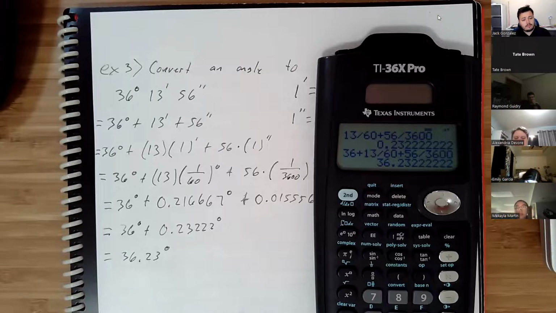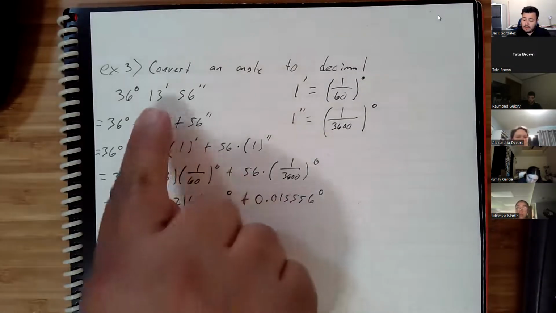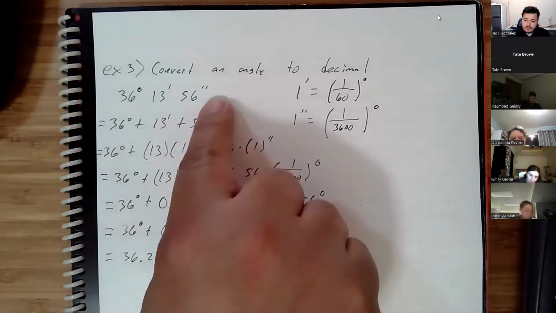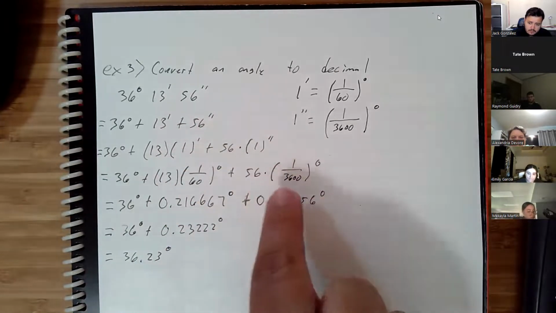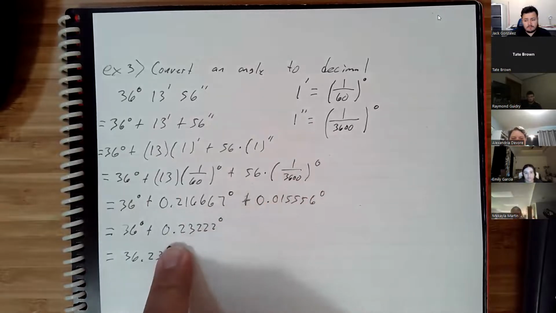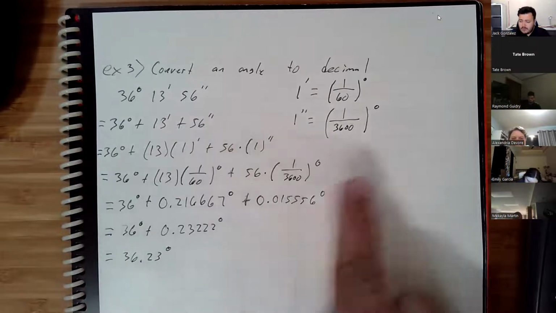Let's go the other direction then. You guys are okay on that? Okay, that's how it's always going to be. Just remember, switch out the minutes for 1 over 60 degrees. Switch out your seconds for 1 over 3600 degrees. After that, you're just adding fractions. Nothing crazy. Just remember the process and have these handy.